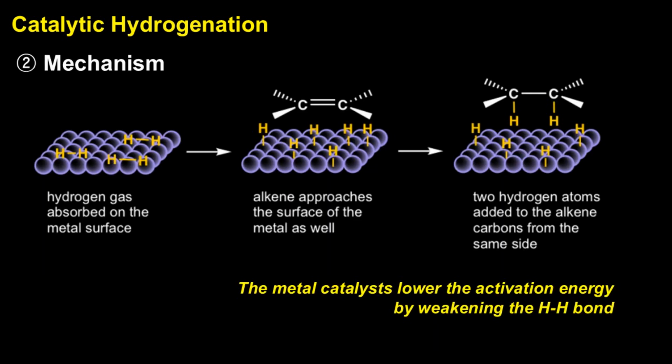Let's walk through how the mechanism works. First, hydrogen gas gets absorbed onto the surface of a metal catalyst, something like palladium or platinum. Then the alkene also binds to that same surface. So now, both the hydrogens and the alkene are sitting side by side on the metal. That sets up the perfect situation, where the two hydrogens can be added from the same side. And that's why catalytic hydrogenation always gives syn addition, because both hydrogens come in together from the metal surface. There's another benefit too. These metal catalysts help weaken the H-H bond, which lowers the activation energy and speeds up the reaction.